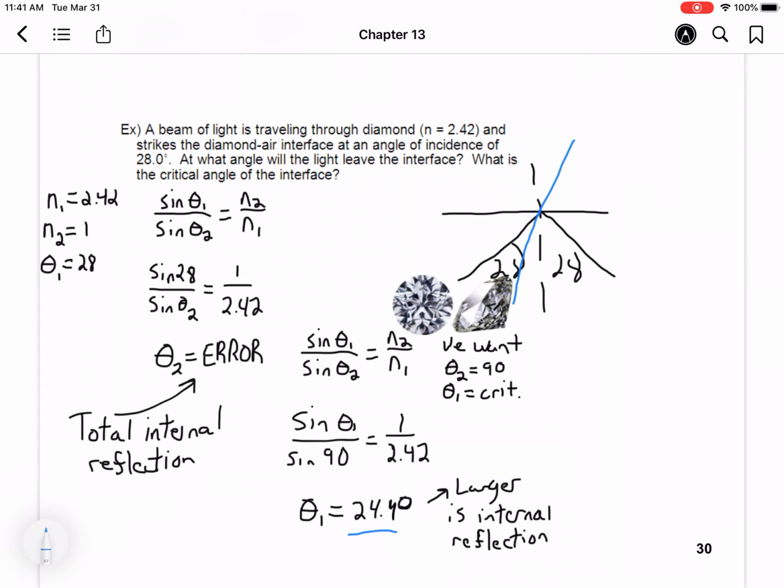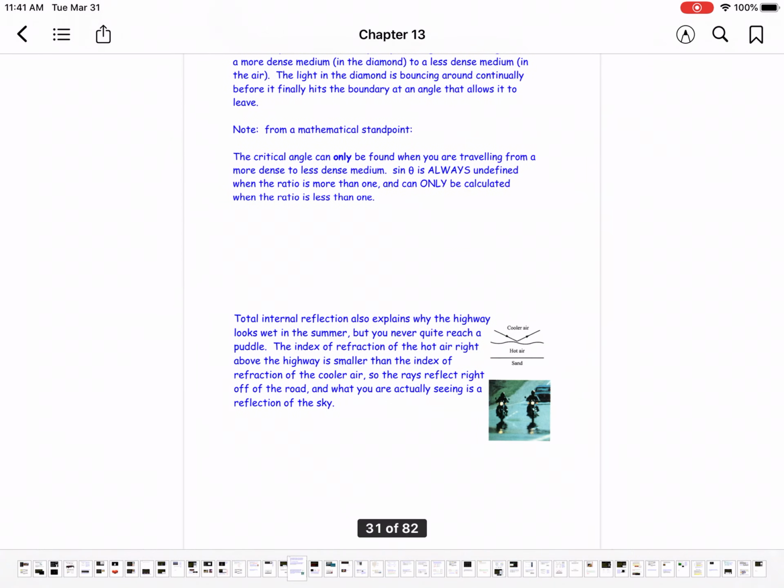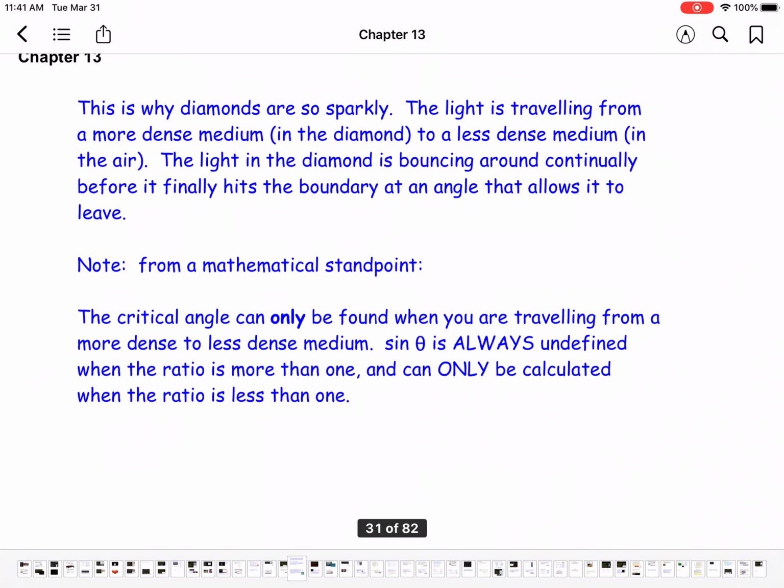And so what's going to happen is anything larger than 24.4 is internally reflected. So that kind of explains some interesting things. It tells us why diamonds are so sparkly.